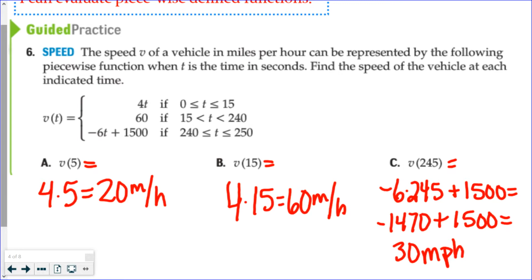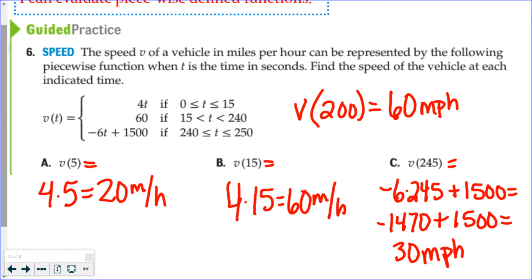All right, just for good measure, let's choose something like v of, say, 200. Just because they didn't give this example, I still want to talk about it. 200 would lie between 15 and 240, so we're going to use this rule, which means I'm plugging in 200 everywhere I see t in this rule. But what's true about this rule? There are no t's, so I have nothing to plug in. My answer is just going to be 60 miles an hour.